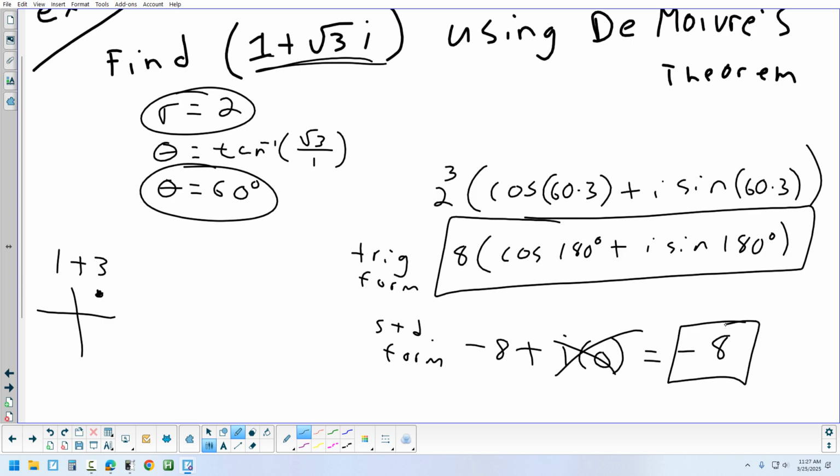When you write it in standard form, you don't have to put 0i. If you put 0i, I'd still mark it correct. But if it's 0, you could just write negative 8 like that. All right. So that's what you get when you raise 1 plus root 3i to the third power in trig form and standard form. Any question on that one? How do we get negative 8 plus i times 0? So we distributed that 8 out to the cosine 180 and then to the sine 180. But you would only do that if they ask for standard form. If they don't, you would stop with the box right here. Okay.